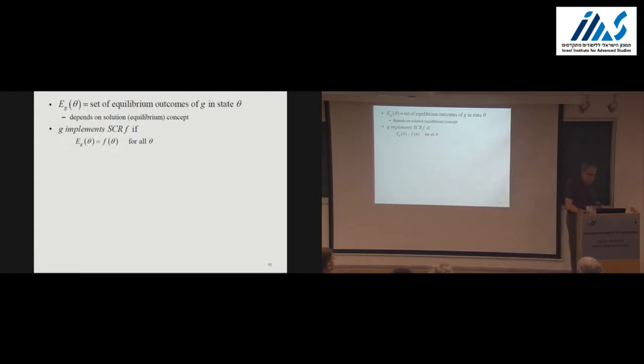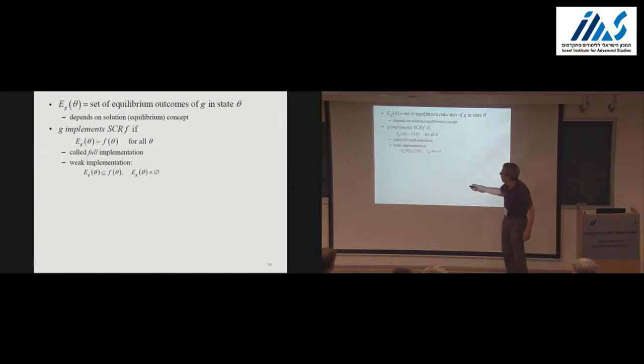What I've just described is what's sometimes called full implementation. That is, we want every optimal outcome, every outcome in F of theta, to correspond to some equilibrium of G. We might be satisfied with a weaker concept where some of the optimal outcomes can occur in equilibrium, maybe not all of them. This is called weak implementation.